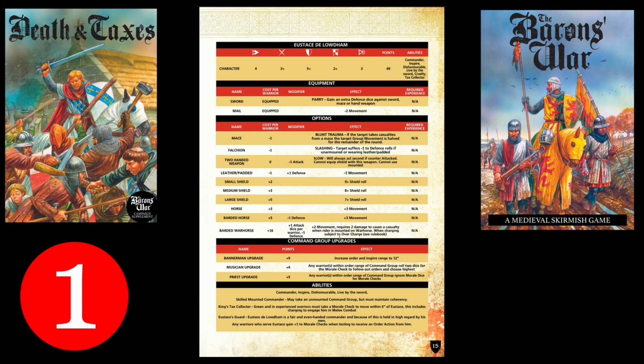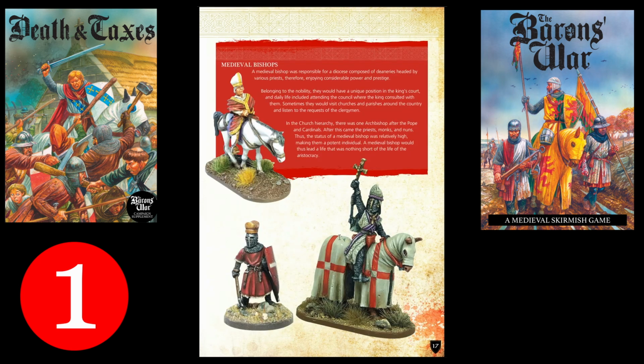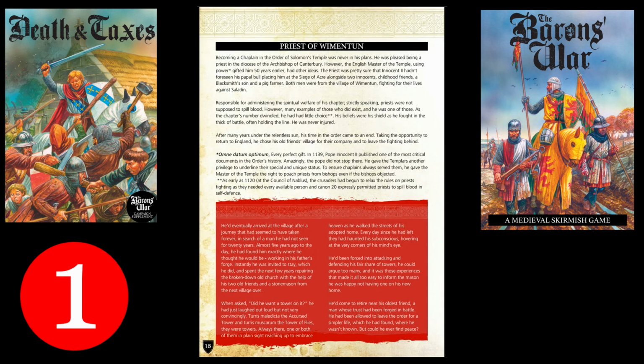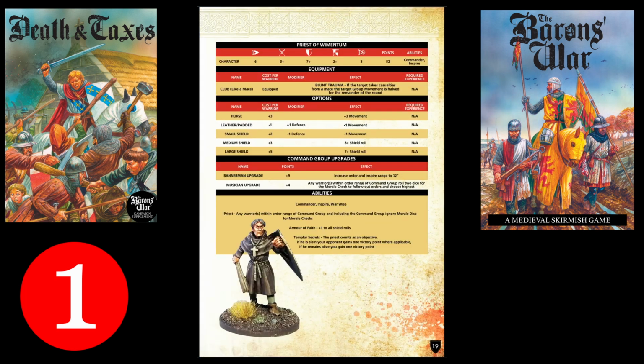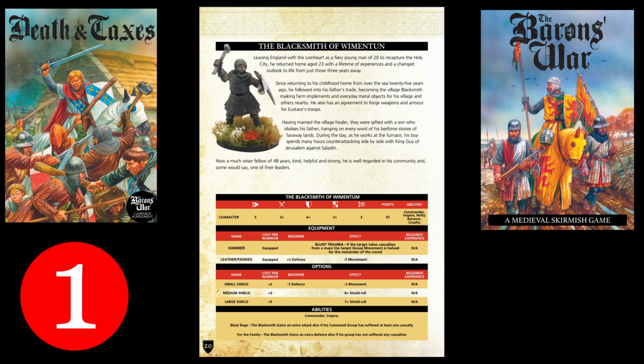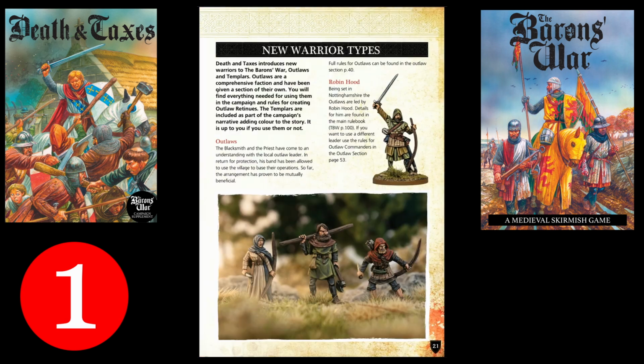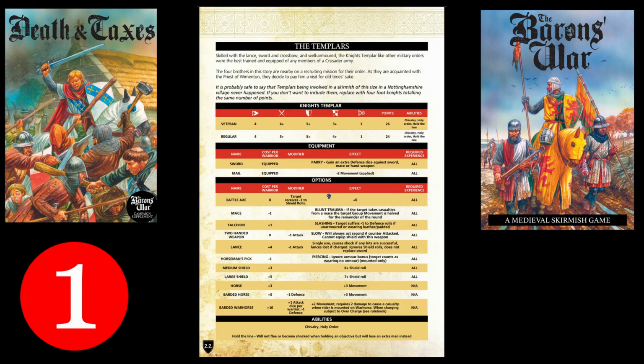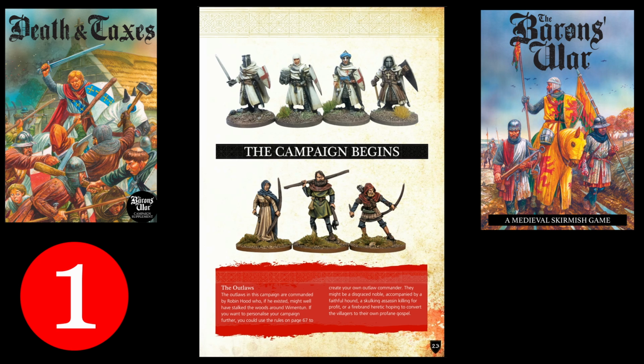And then you have Walter de Grey, Archbishop of York. Here are some miniatures suggested from the Barons' War, showing how you can portray him. And then you have the priest of Wimentun, and again his characteristics and attributes. The blacksmith of Wimentun, I think, or Wimentun, I don't know if I've pronounced it correctly. And you have new warrior types: outlaws, Robin Hood, and the Templars. Templars play an important role in this campaign, because they are supposed to be coming to support the outlaws.